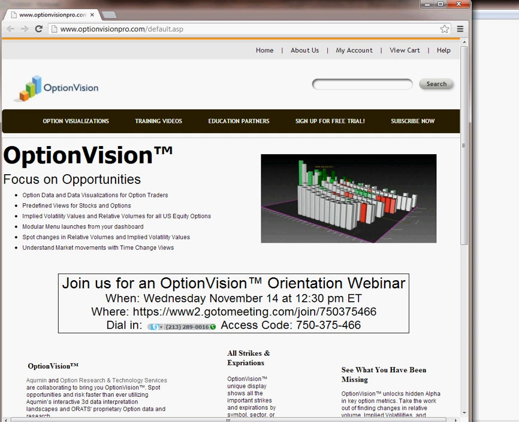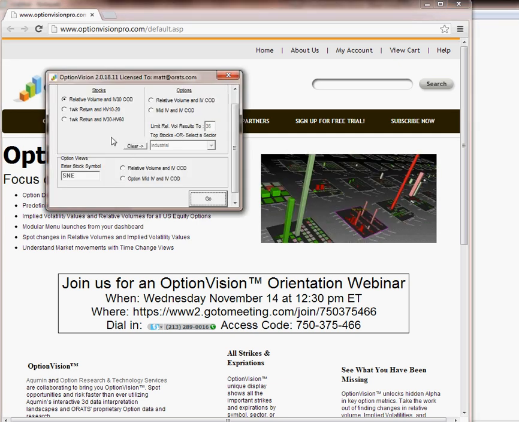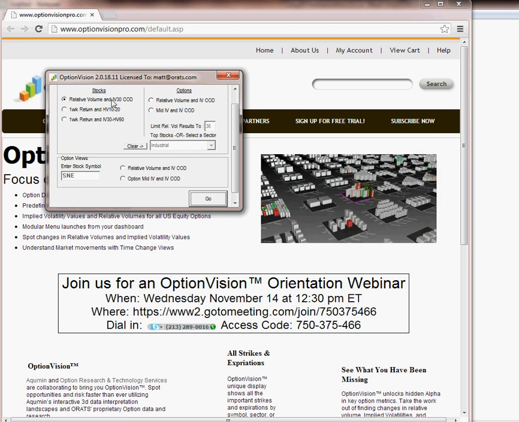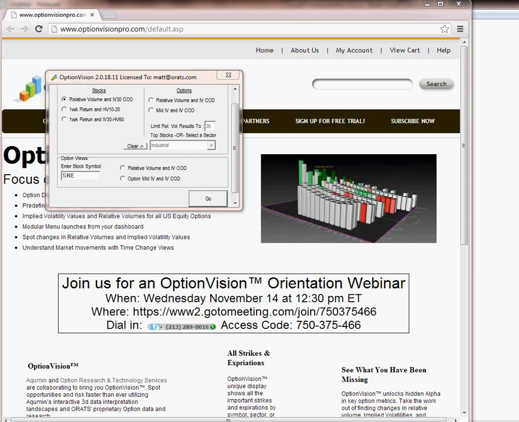So we'll pull up OptionVision, and the launcher looks like this. It's divided into stocks, one building per stock, and options, one building per option. And we will start at the top. We'll start with relative volume and IV30 COD, implied volatility 30-day interpolated, change on the day. Click go, see what comes up.